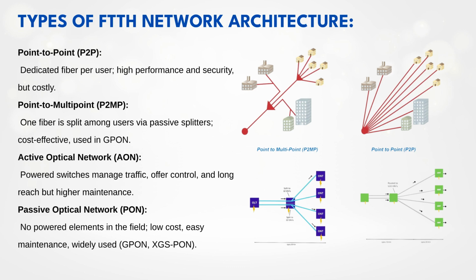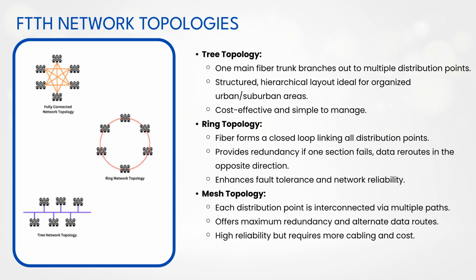Networks can also be active, AON, with powered switches, or passive, PON, with no powered field elements. FTTH network topologies include the tree topology, a simple and cost-effective hierarchical layout. The ring topology provides redundancy with a closed loop. The mesh topology offers maximum redundancy, but requires more cabling and cost.